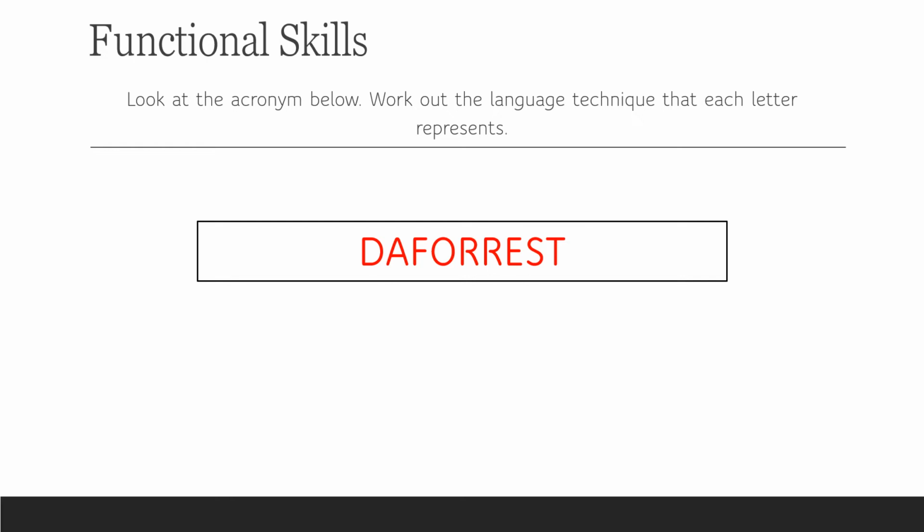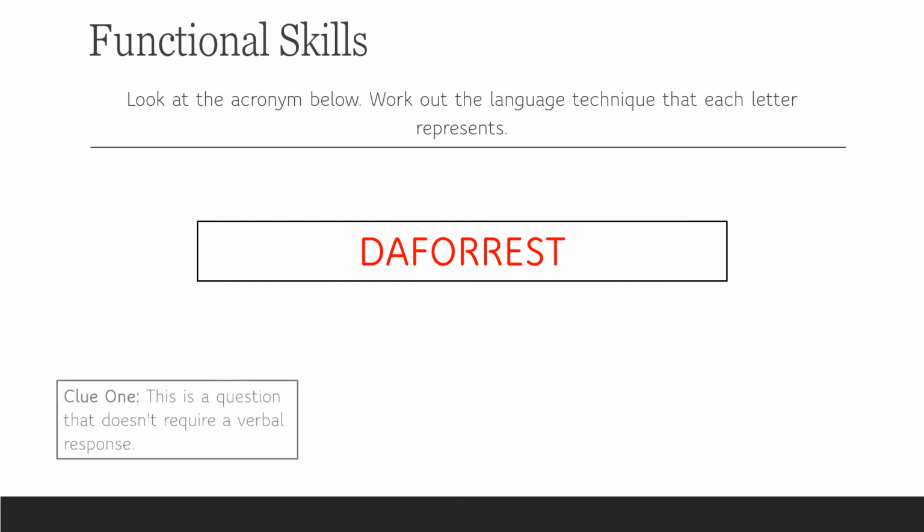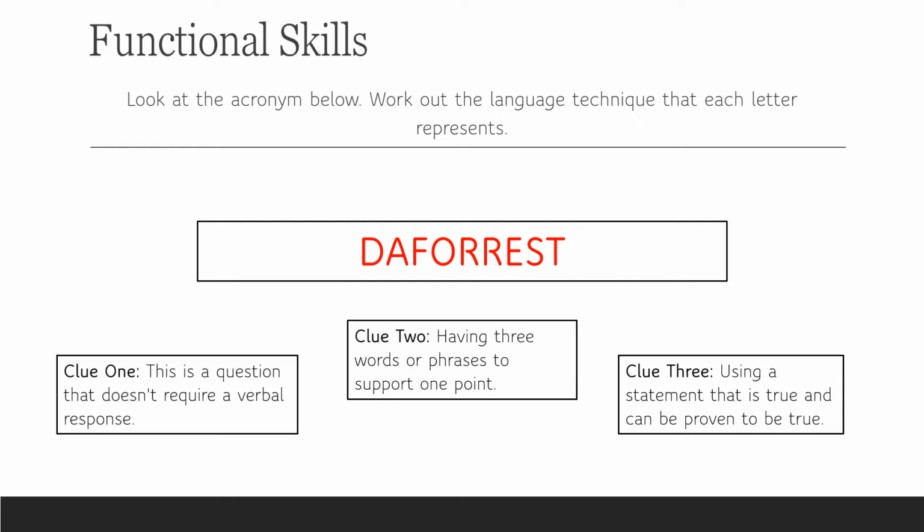For this acronym, each letter stands for a key language technique that we're going to want to use in our persuasive writing. Now we're going to have a look at a few clues that are going to help us to figure out what these might stand for. For the first one, clue 1, this is a question that doesn't require a verbal response. So have a think and try and consider what kind of language technique we might be referring to there. Clue 2, having 3 words or phrases to support one point. And the final clue, clue 3, using a statement that is true and can be proven to be true.